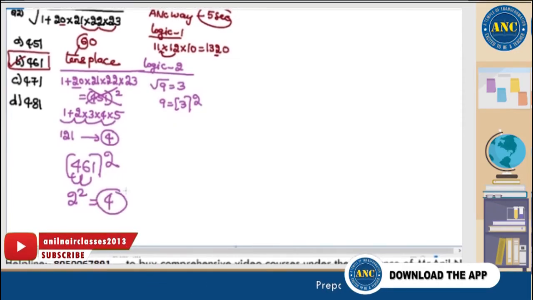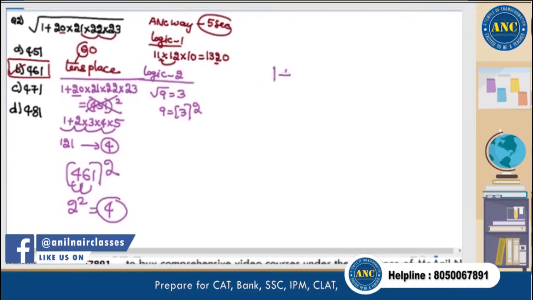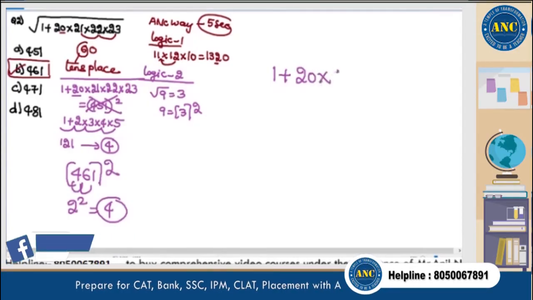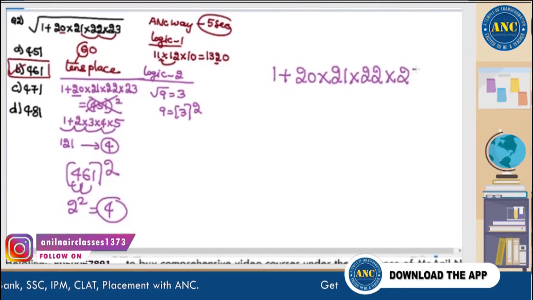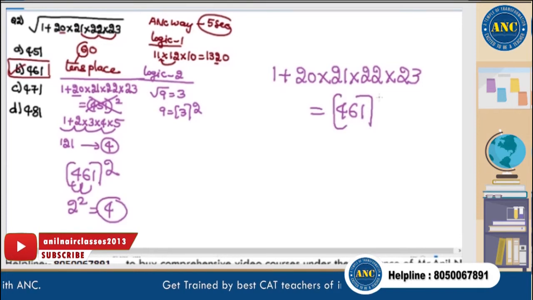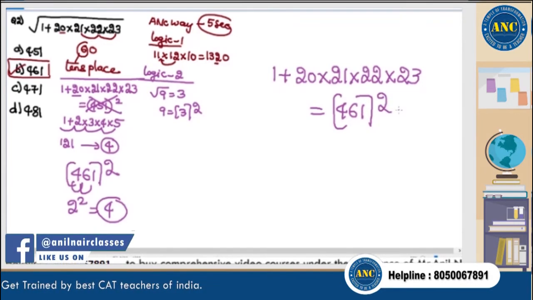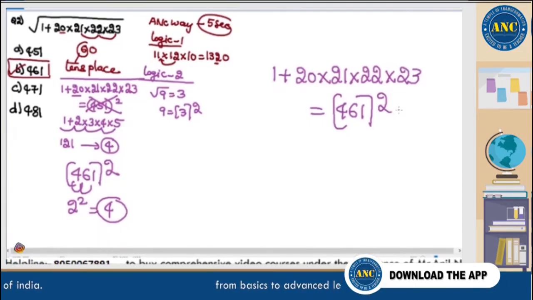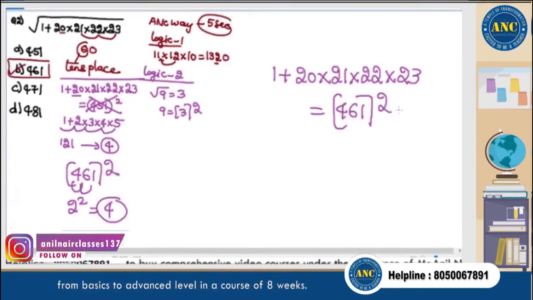You both don't have patience. What am I explaining? 1 plus 20 into 21 into 22 into 23. I removed the square root and said it is 461 square. I removed the tens place. I hope it is clear, right, sir?